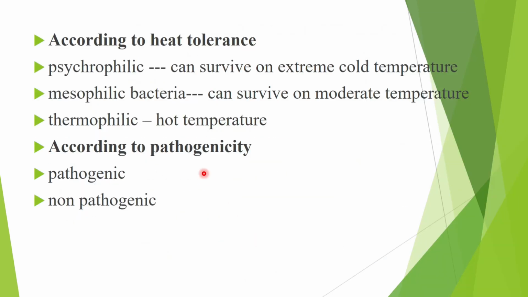Then according to heat tolerance, bacteria are divided into psychrophilic, mesophilic and thermophilic. Psychrophilic bacteria can survive at extreme cold temperatures, mesophilic bacteria at moderate temperatures, and thermophilic bacteria at hot temperatures. According to pathogenicity, bacteria are further divided into pathogenic bacteria, which cause diseases, and non-pathogenic bacteria, which do not cause any disease.